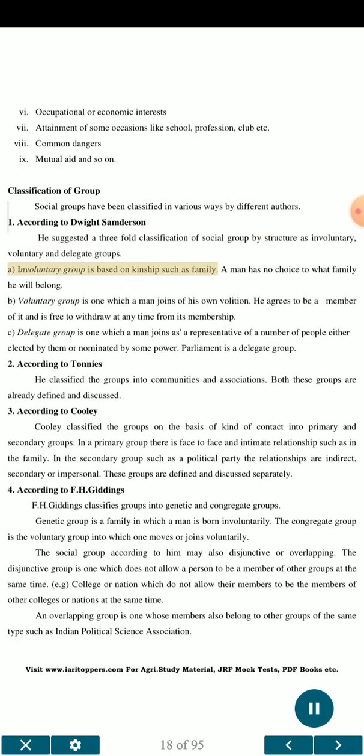A. Involuntary group is based on kinship such as family. A man has no choice to what family he will belong. B. Voluntary group is one which a man joins of his own volition. He agrees to be a member of it and is free to withdraw at any time from its membership. C. Delegate group is one which a man joins as a representative of a number of people either elected by them or nominated by some power. Parliament is a delegate group.